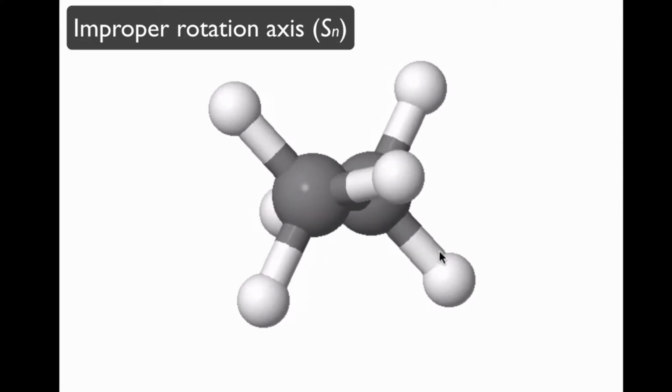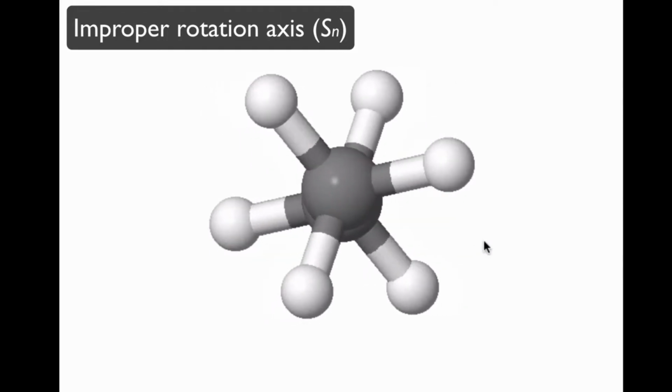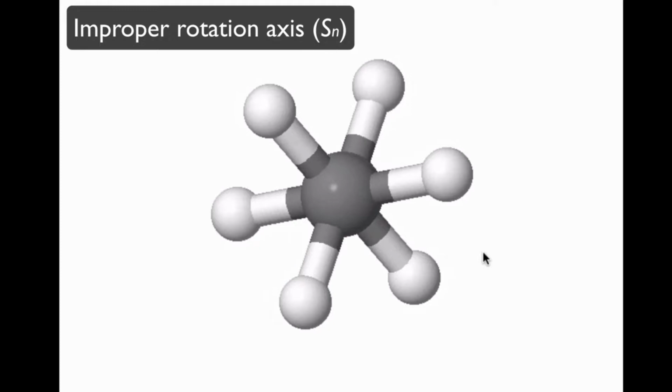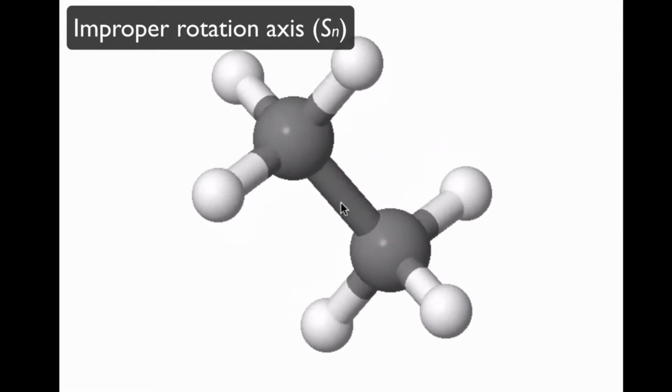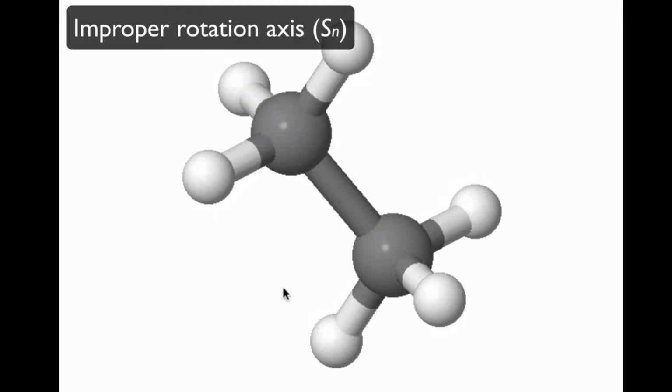So this molecule here, ethane in the staggered conformation, has an S6, so n is 6. If I rotate the entire thing by 360 divided by 6, through 60 degrees, this hydrogen is going to end up here right in the middle, this is going to end up here, so nothing's going to line up. So the rotation operation itself does not give us back our starting point. However, if you can imagine this is now here, and then we reflect through the plane perpendicular to the rotation axis. So here's the rotation axis.